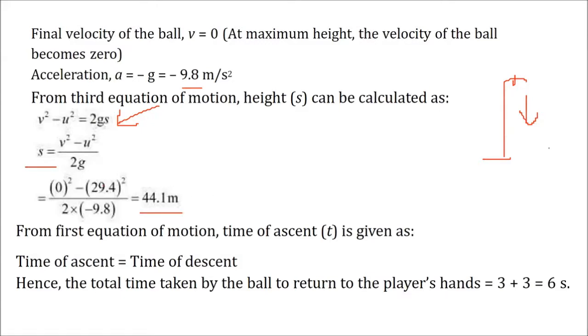And we know that the time of ascent is equal to time of descent. We can apply v equal to u plus at, and the time will be 3 seconds. I leave it for you, but when it goes up 3 seconds, it comes down, it is 3 seconds, 3 plus 3 is 6 seconds.